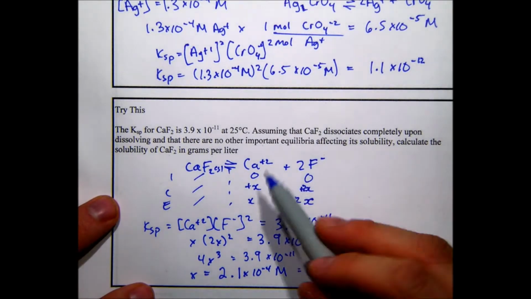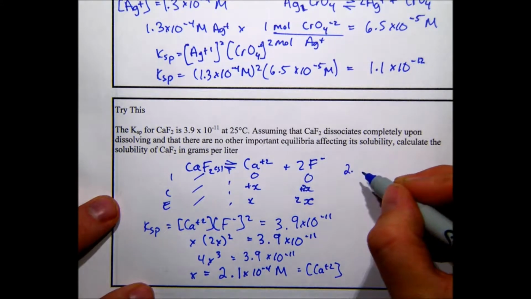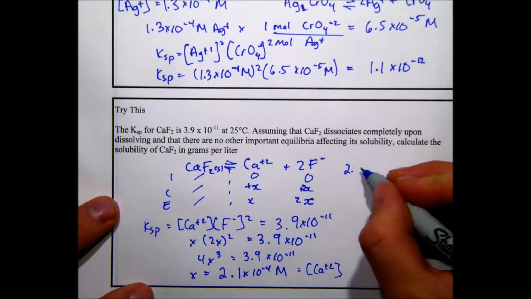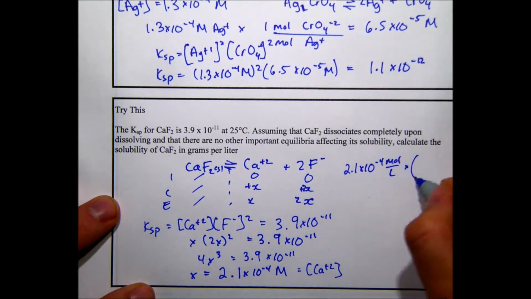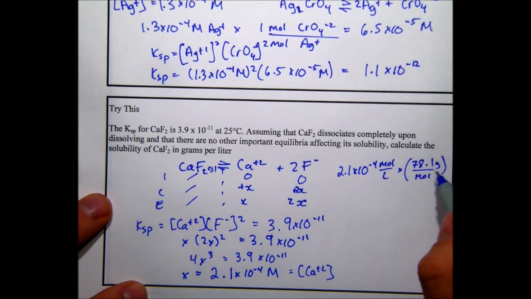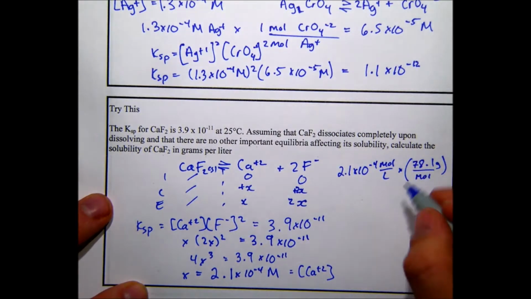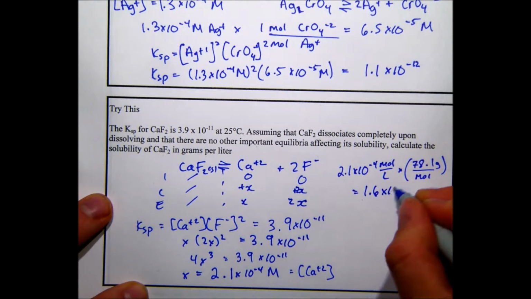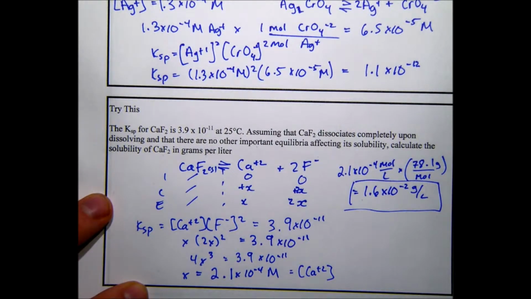It asks for solubility, and it's telling you in grams per liter. But how we're going to fix that to make sure that we get it in grams per liter, we're going to take 2.1 times 10 to the negative 4 moles per liter, which is the molar solubility, and multiply that by the molar mass of calcium fluoride. Because remember, it's for the solute, not the ion itself. So 78.1 reflects the CaF2, the calcium fluoride. And the answer then is 1.6 times 10 to the negative 2 grams per liter. And that's how we go back and forth.